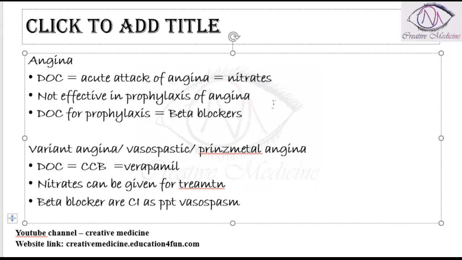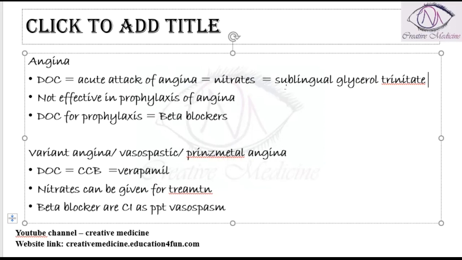Then, one more thing. Drug of choice for acute attack of angina is nitrates. Which nitrate? It is sublingual glycerol trinitrate. Then the drug of choice for prophylaxis of angina is beta blockers, but beta blockers with oral nitrates are better than beta blockers alone. If the option is given as beta blockers with oral nitrates, then it is a better option, followed by beta blockers.